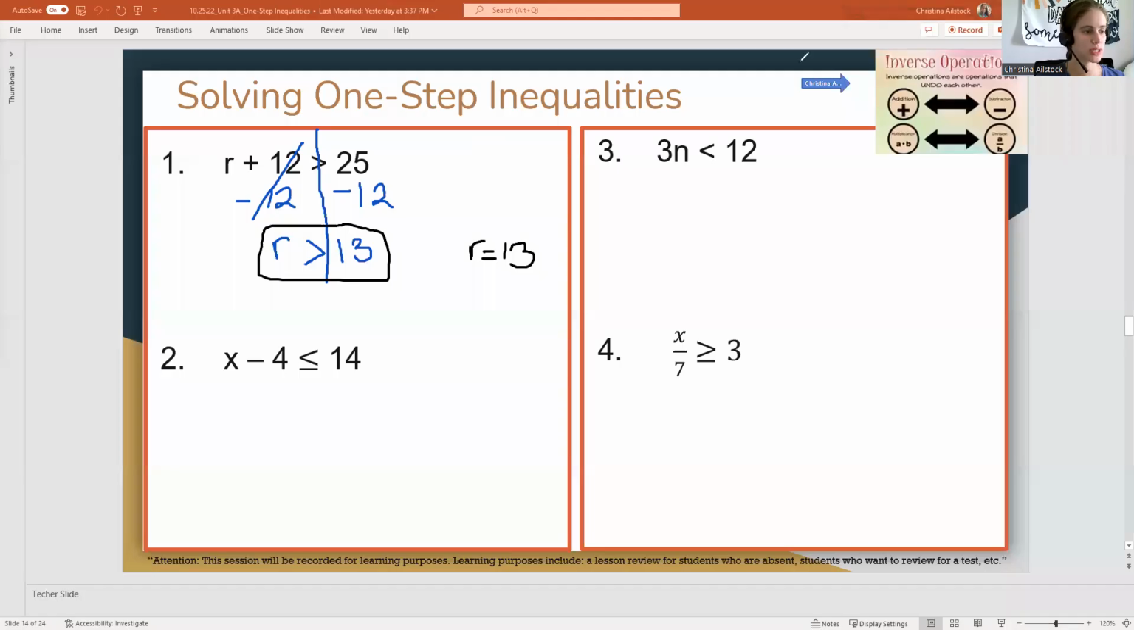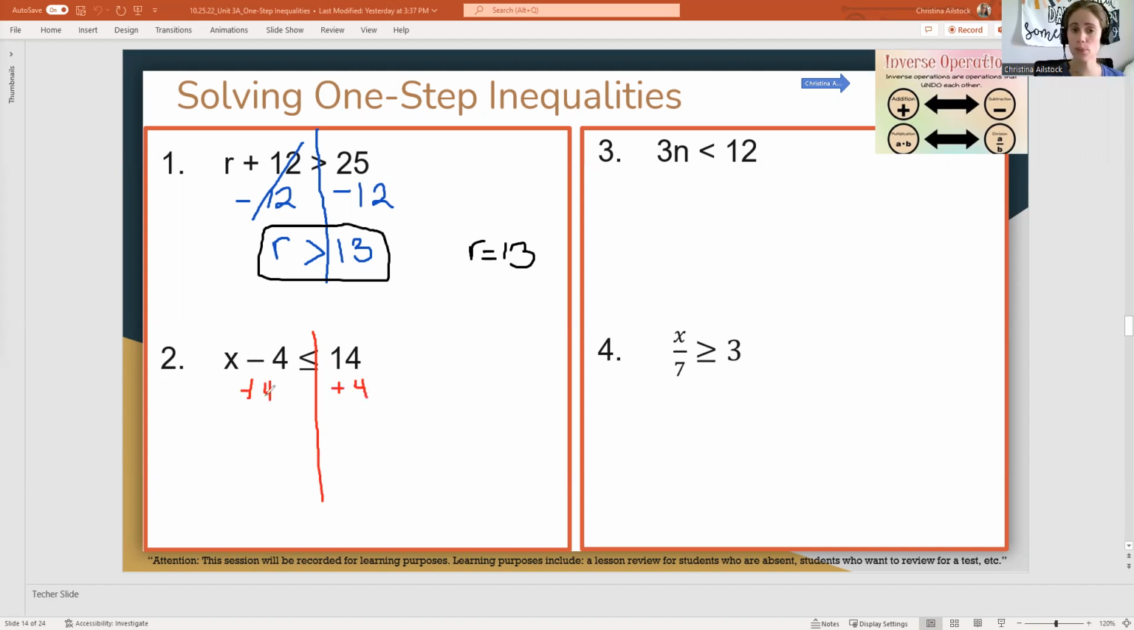All right, question number 2 says x minus 4 is less than or equal to 14. So our goal in solving is to get our variable by itself so we can know what x is. And currently, what's in the way of x being by itself is a minus 4. So how do we get rid of that minus 4? We undo it. We do the inverse. So what is the inverse of subtracting 4? That would be addition. We are going to add 4 to both sides.